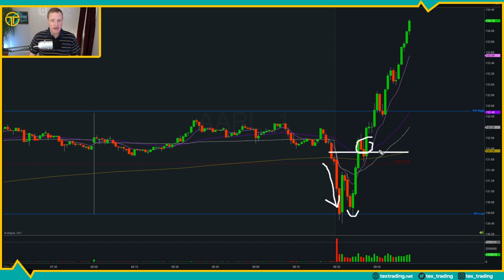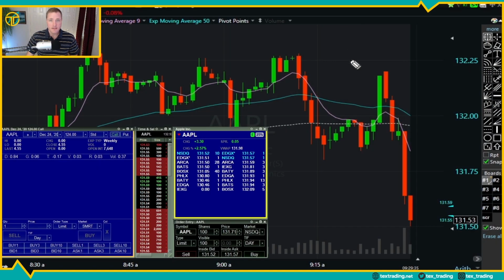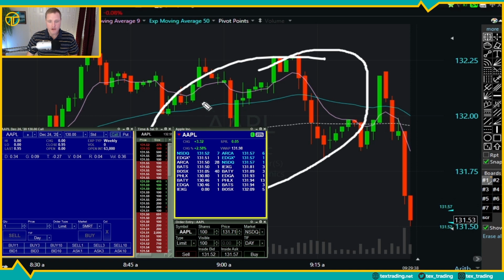So that's the idea of both of those trades. Let's take a look at the live price action and see what it actually looked like as it set up in real time. All right, guys, so the market is about to open here. We've got Apple's chart up here. We're going to be paying very close attention to this.